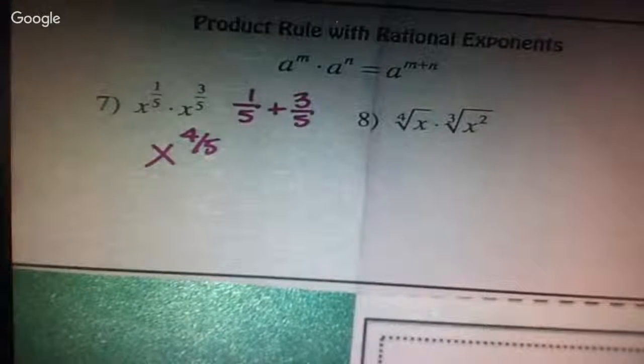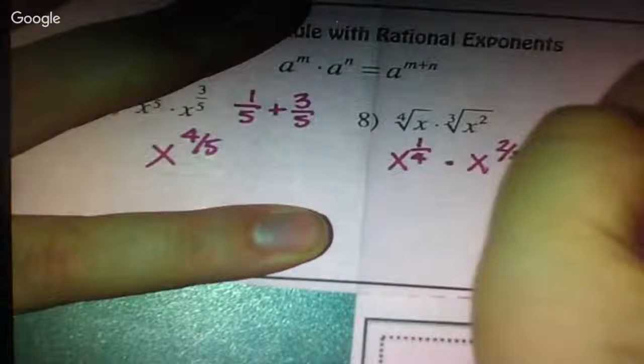Okay, number 8. This is why we did what we did at the beginning. Let's change these to rational exponents first. So this first one should be x to the 1/4 times x to the 2/3. So I need to add 1/4 and 2/3. I need a common denominator first. 12.